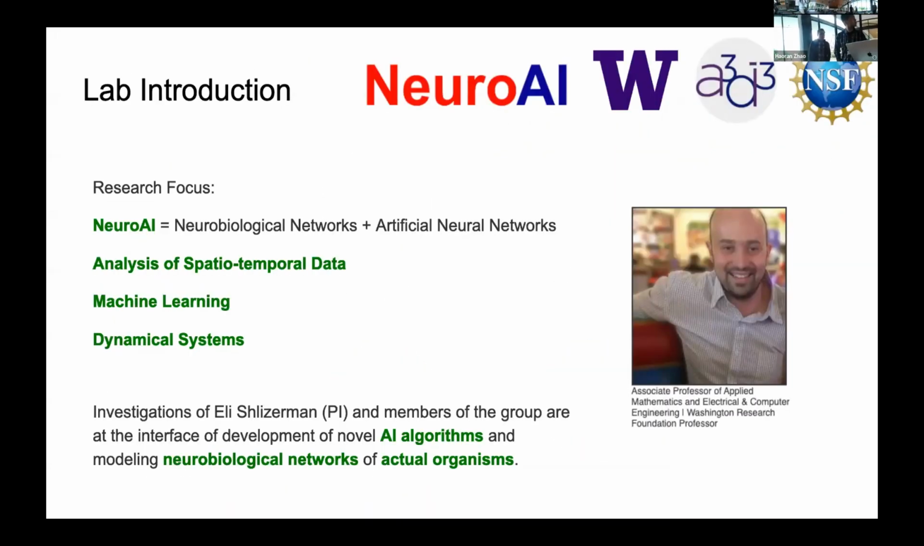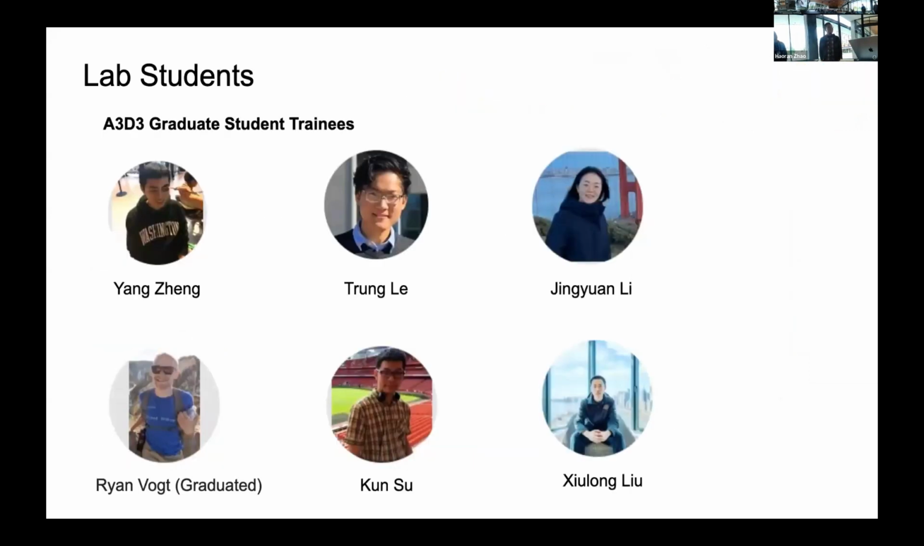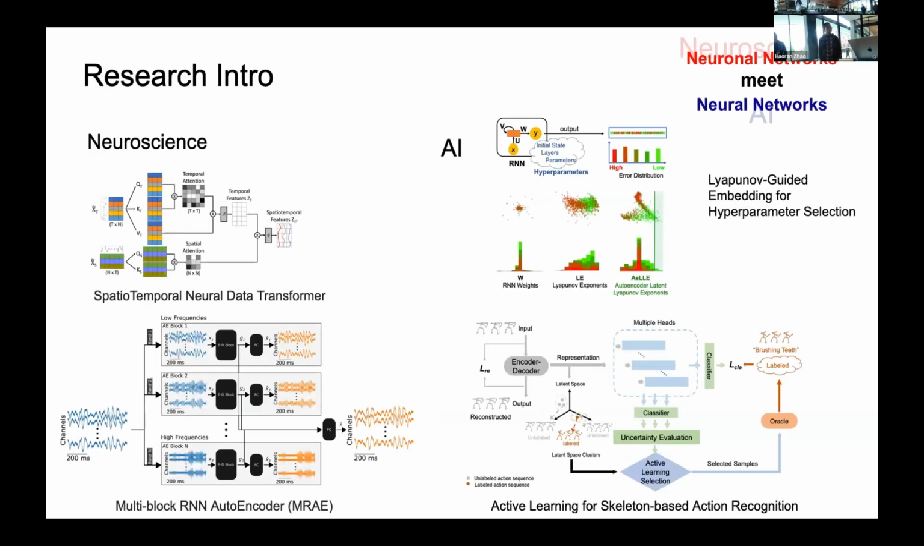As you see here, in our lab, we focus on two parts. One is neurobiological networks, and the other is artificial neural networks. We use methods like machine learning and dynamic system methods to analyze spatial temporal data. And our lab mates are working on the AI algorithms and neurobiological networks on the actual organisms. Here is an overview of our trainees.